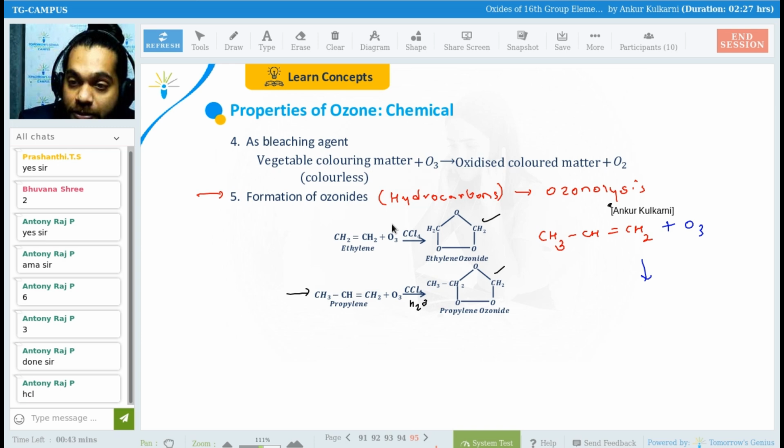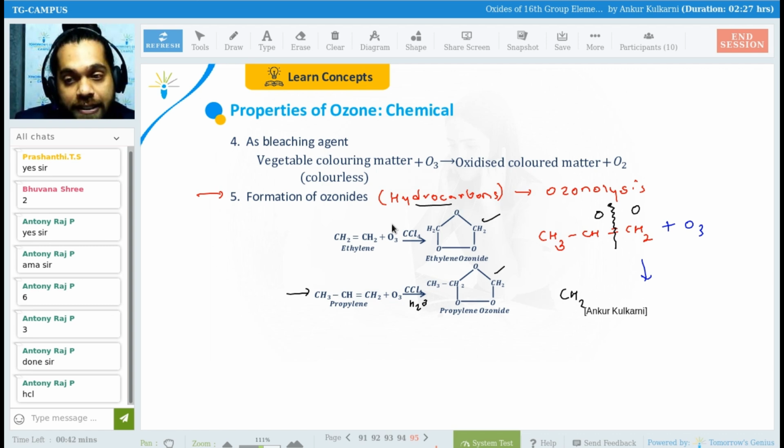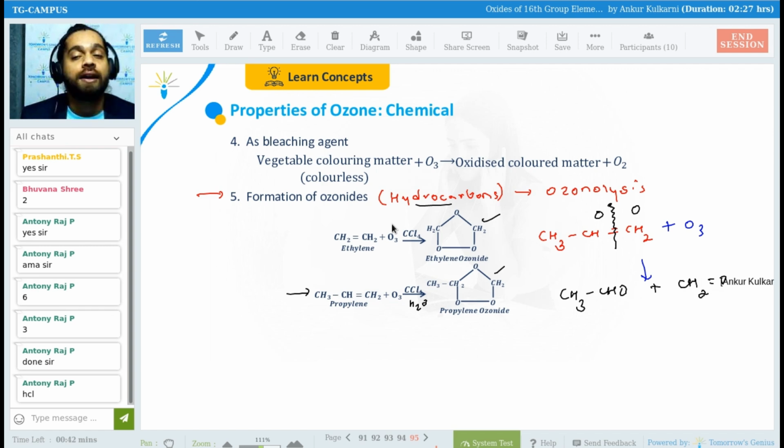Over here, this breaks. This is there in the preparation of your aldehyde and ketone, in your hydrocarbon reactions, in the reactions of alkene, the ozonolysis. So what do I get? CH3CHO, that is an aldehyde, and CH2O, that is also an aldehyde, the formaldehyde. How does it get added over here? If I have CH3CHO, what happens?